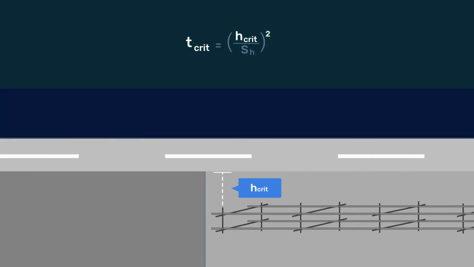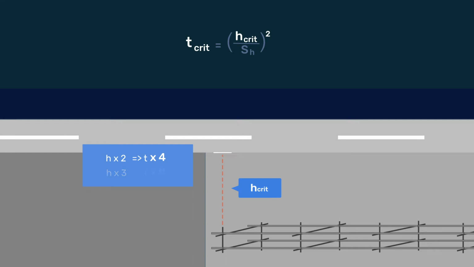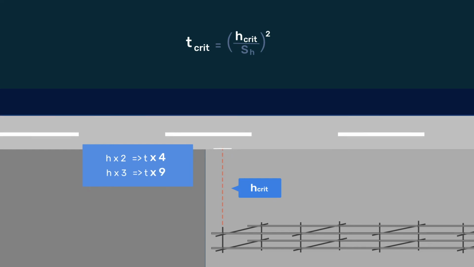Since the critical time increases with the second power of h crit, if the concrete cover layer is doubled or tripled, then the lifespan of that element would increase by 4 or 9 times respectively.